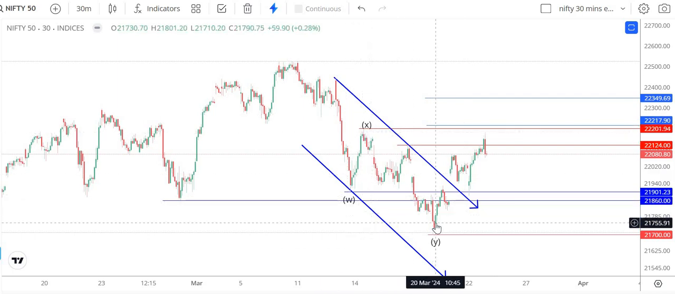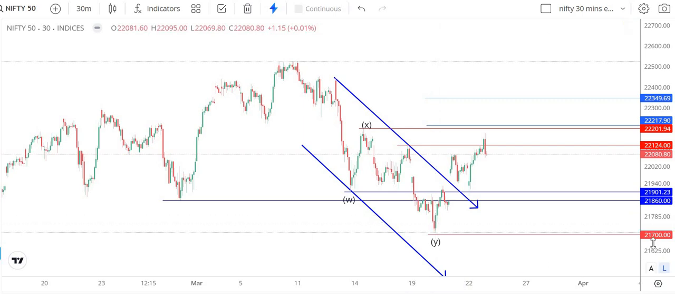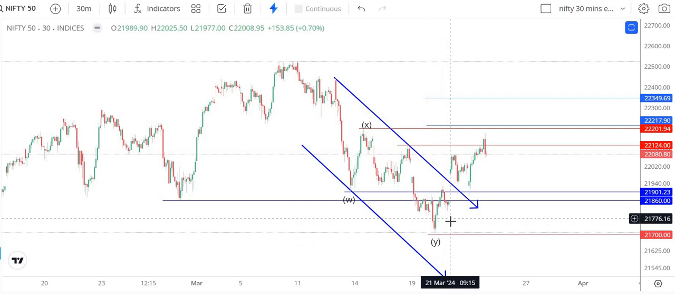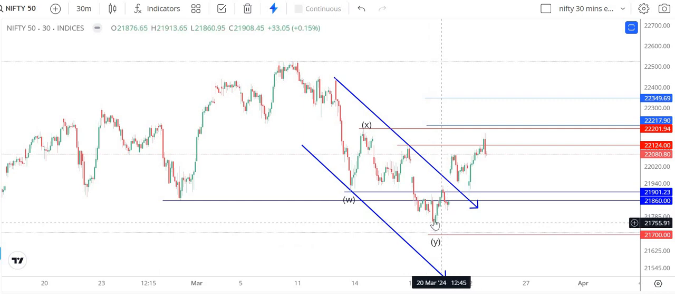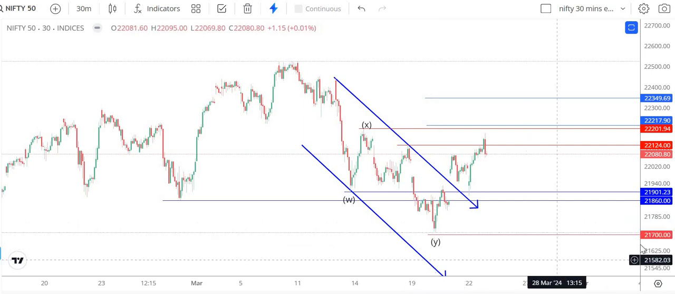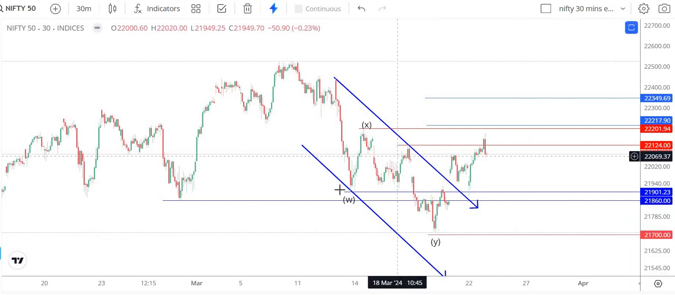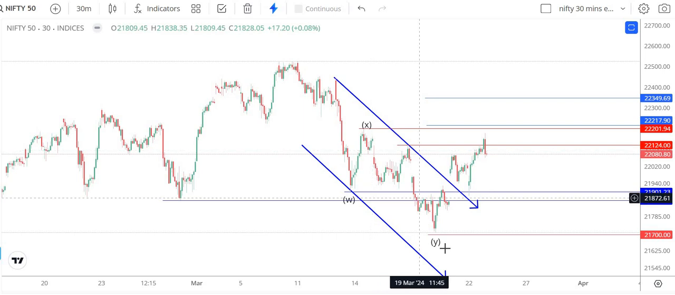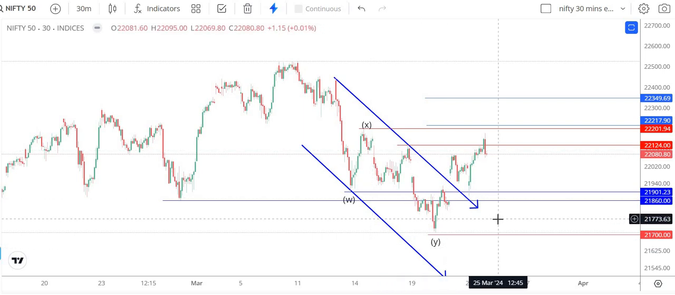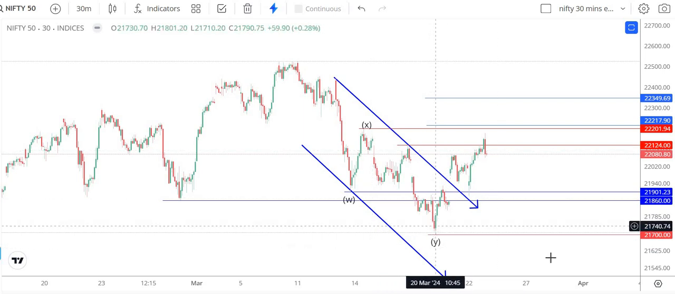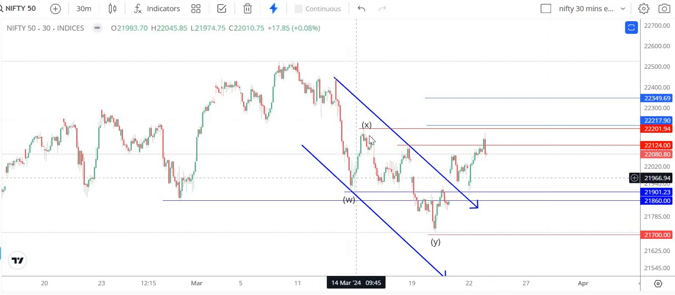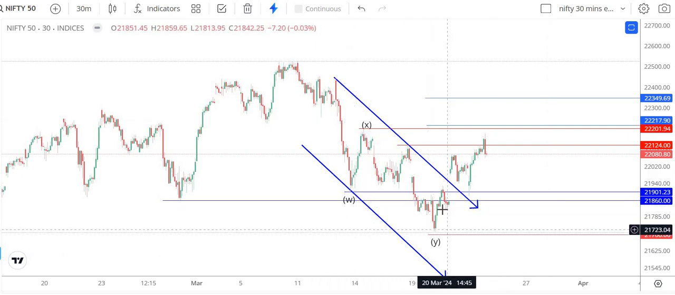And as I said, if not hitting 21,700, why 21,700? That was the breaching level of Y. That means if this price would have gone below 21,700, then this is not WXY as per my analysis. It has to reverse before 21,700 to qualify it as WXY. So it reversed, right? So this is WXY.